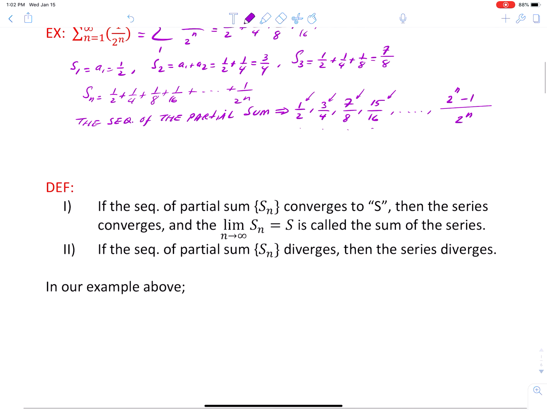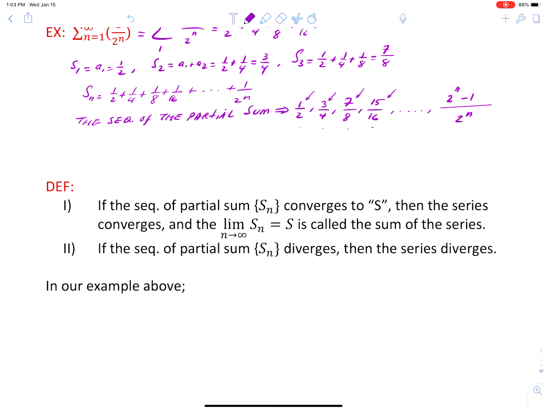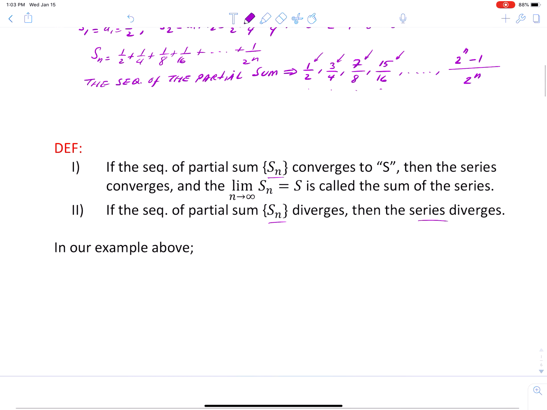Based on that, I can write this definition: if the sequence of the partial sums S of n converges to a finite number S, then the series converges. And if the sequence of partial sums S of n diverges, it goes to infinity, then the series actually diverges. So in our example, let's see what happens if I take a limit of that. We had the series going from 1 to infinity of 1 over 2 to the n, but the partial sum S of n was 2 to the n minus 1 over 2 to the n, right?